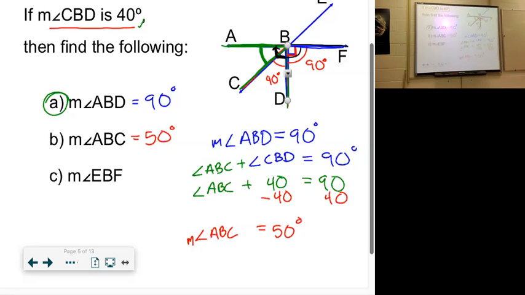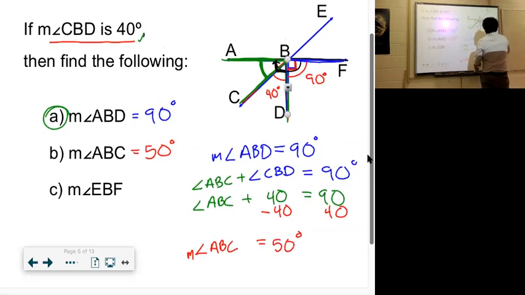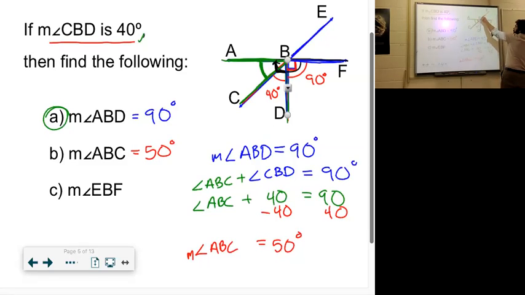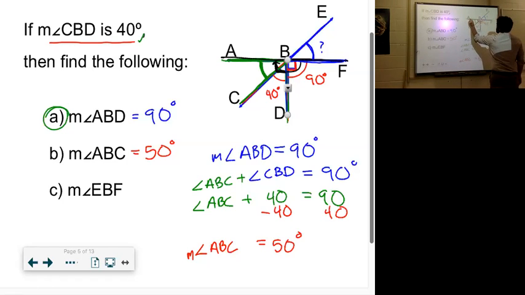Last up is measure of angle EBF. So let's find EBF. EBF is going to be highlighted right here. Angle EBF here. So we're really looking for this angle right now, and it's kind of hard to figure out what it may be. But the other thing we looked at yesterday were vertical angles. And vertical angles are created whenever you have two lines that intersect. So this is one line. This is another line, right? That's a set of vertical angles. And that means that this angle here is vertical with this angle here. And we talked the other day that vertical angles are congruent.